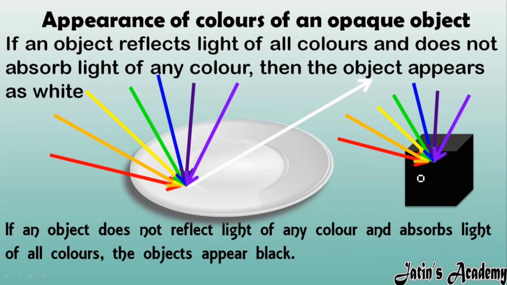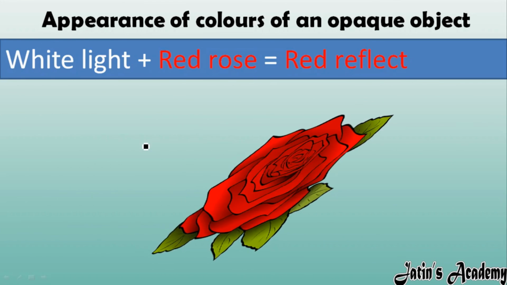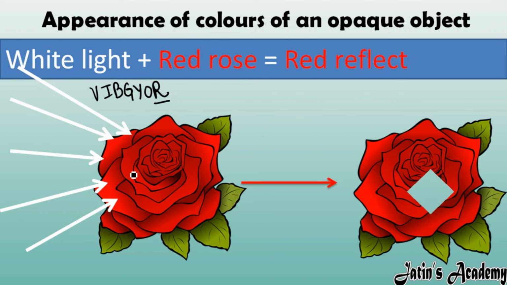Okay. Next, if we have a red rose and we keep that red rose in white light, as you can see, white light is a mixture of 7 colors, that is VIBGYOR. So in this white light, red color is also there. This rose can easily reflect the red color back and we are able to see this rose as red only. From the white light it will reflect the red color and we are able to see the red rose.